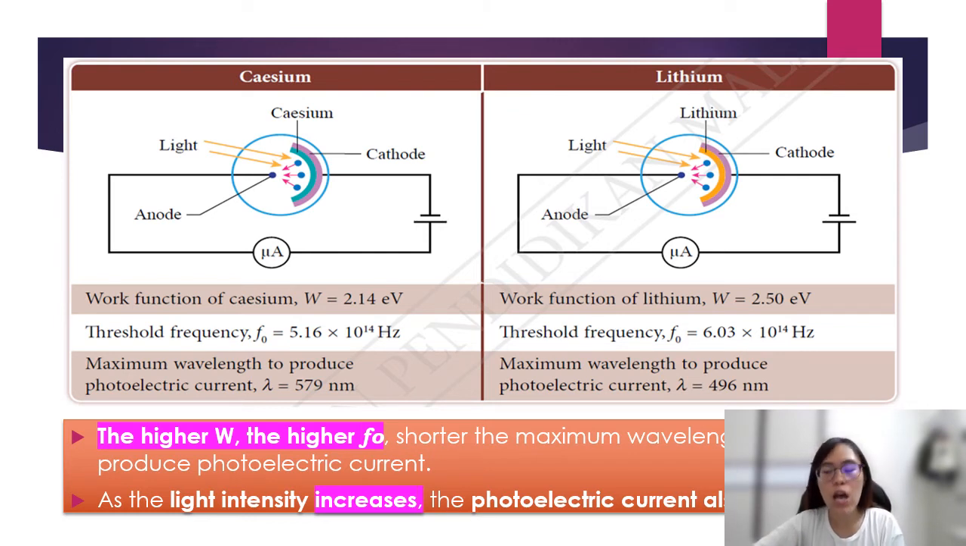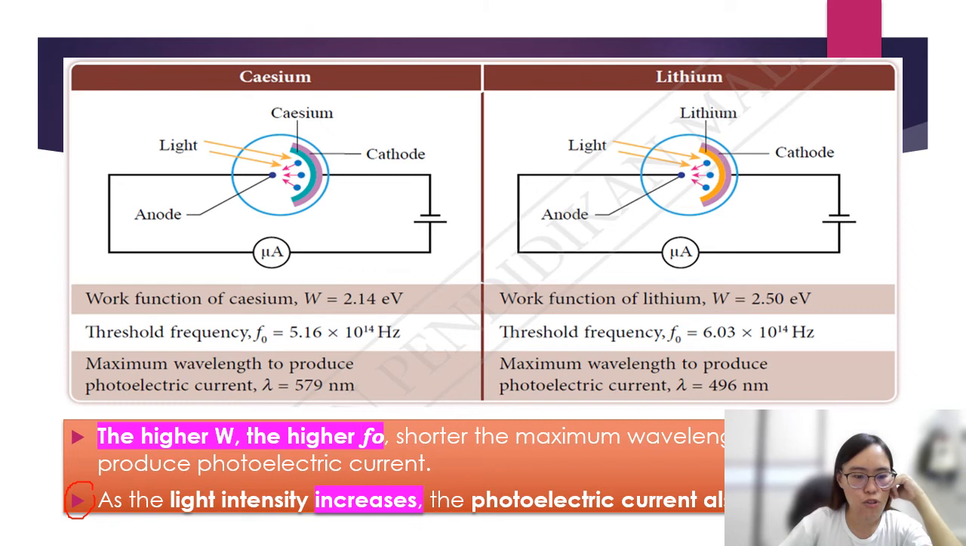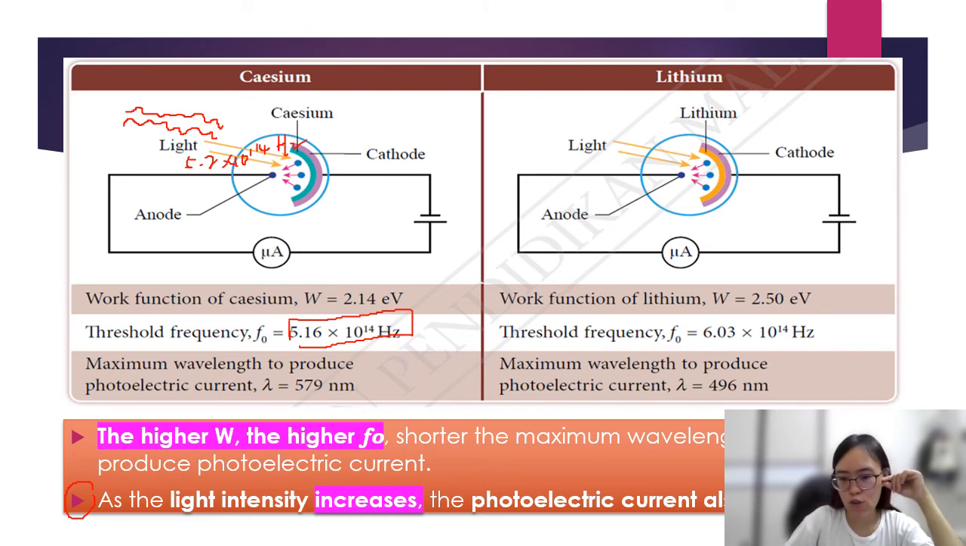Okay, the last one: as the light intensity increases, the photoelectric current also increases. Why? Because don't forget, it only increases the number of electrons escaping from the metal surface, as more electrons can receive enough energy at a certain light's threshold frequency. So for example, let me write here, I want to focus on this last one. If cesium has a threshold frequency of 5.16 times 10 to the 14 Hz, and there is a light of about 5.2 times 10 to the power 14 frequency, it is already greater than the threshold frequency. What happened?